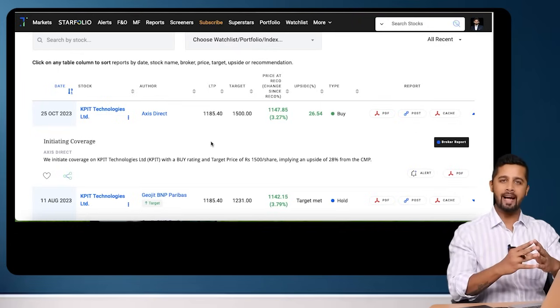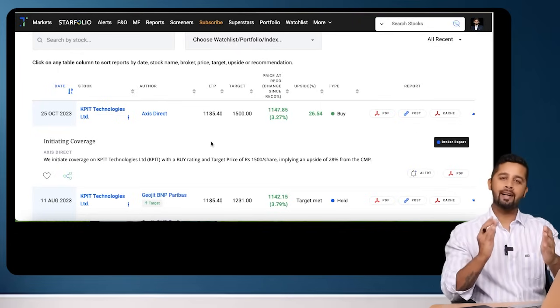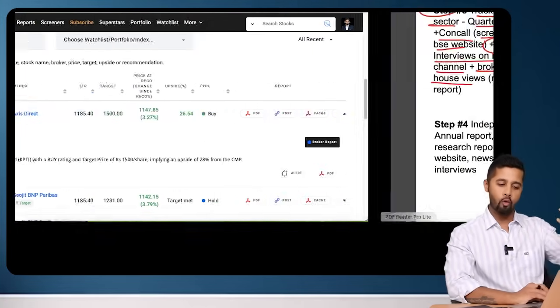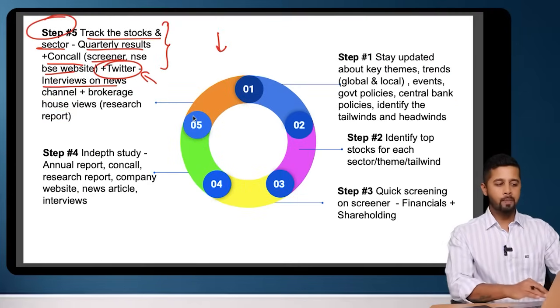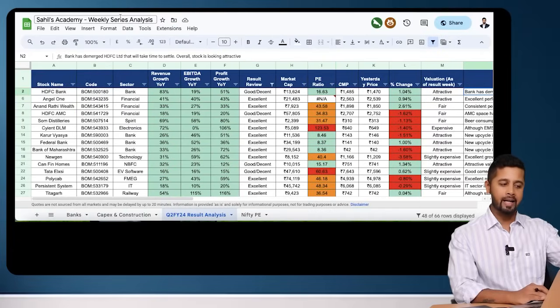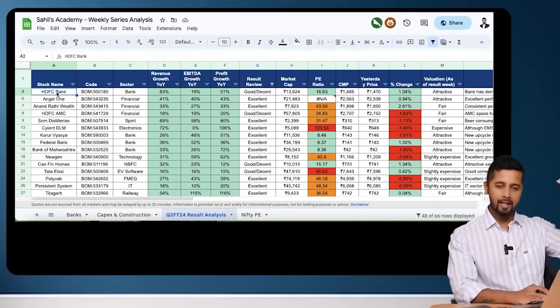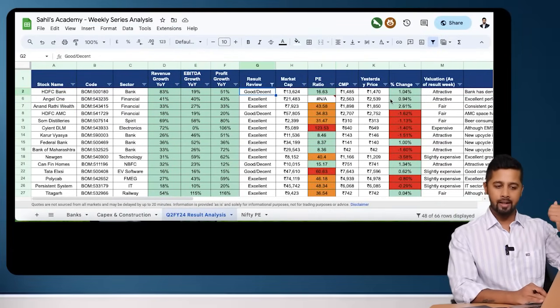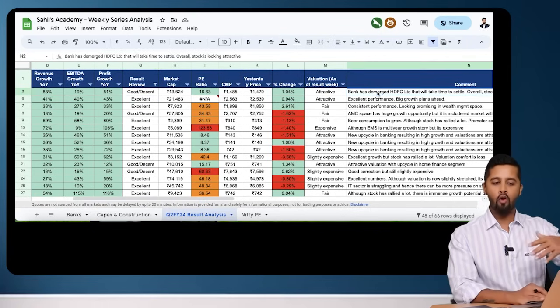Once you do all this analysis, then you have to think about whether you want to invest or stay invested, whether you want to accumulate, whether you want to reduce, and how you want to go about it. Now in this particular step, I've actually created an Excel tracker where I track the quarterly results along with the performance, my review on the results, as well as valuation, along with my comment.